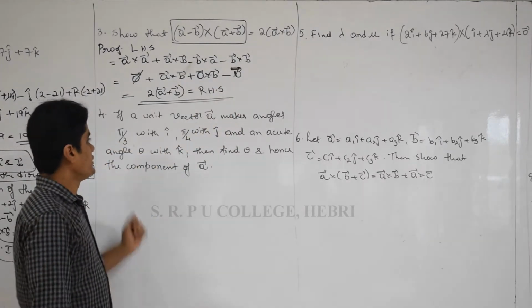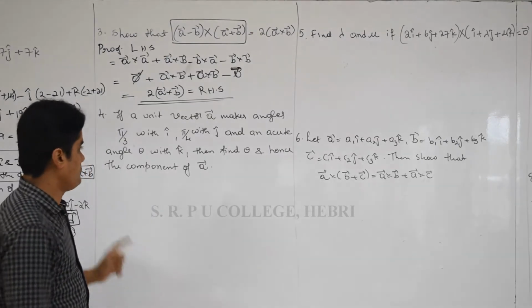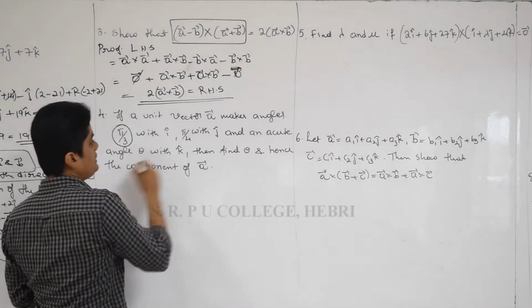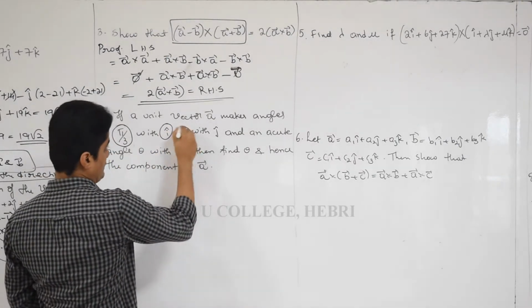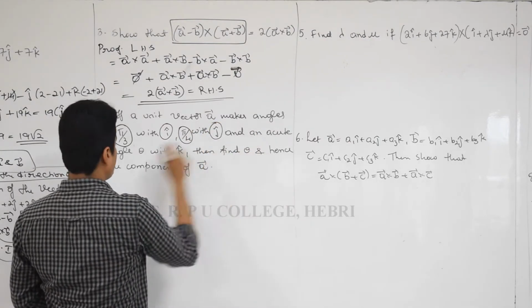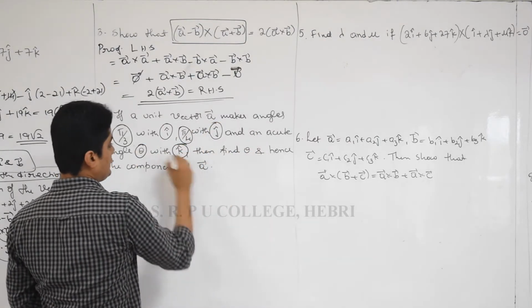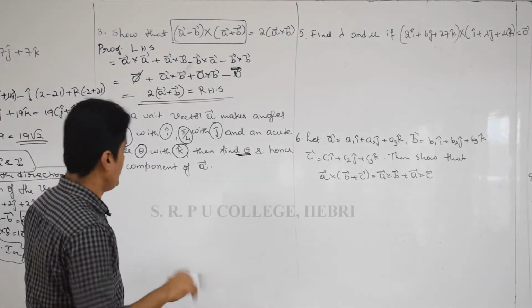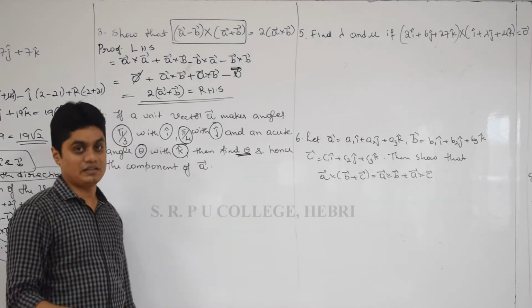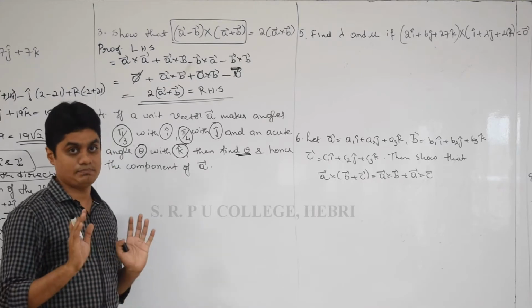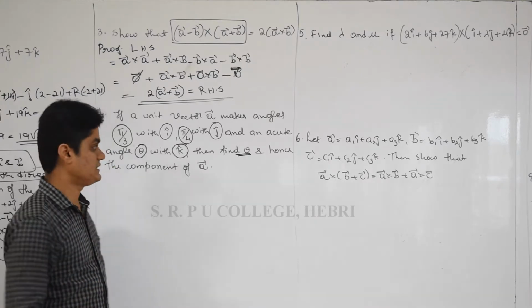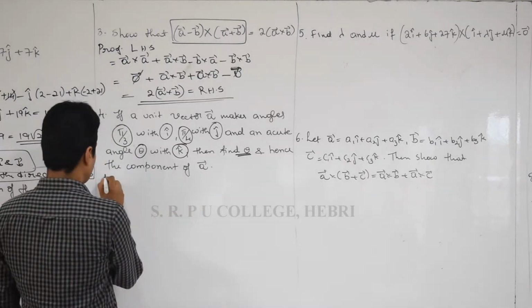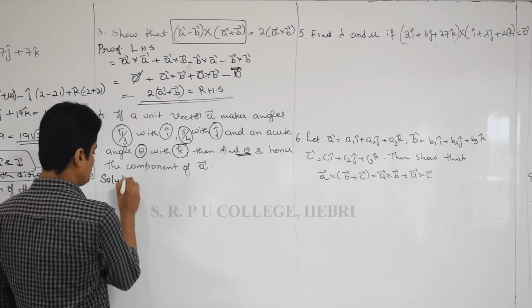Next: a unit vector A makes an angle pi by 3 with I, pi by 4 with J, and an acute angle theta with K. Then find that theta which is made by the vector A with the vector K cap, the unit vector along the z axis. So the solution is like this. Observe carefully. It is a very simple question again.